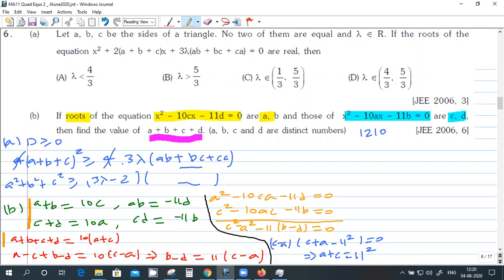Okay, and then you can subtract these two. A minus... So you get a relation between B minus D and C minus A.